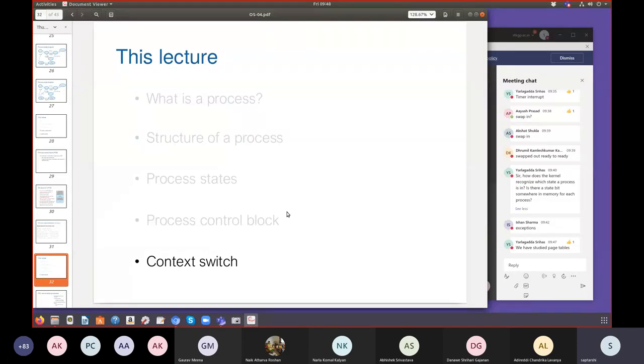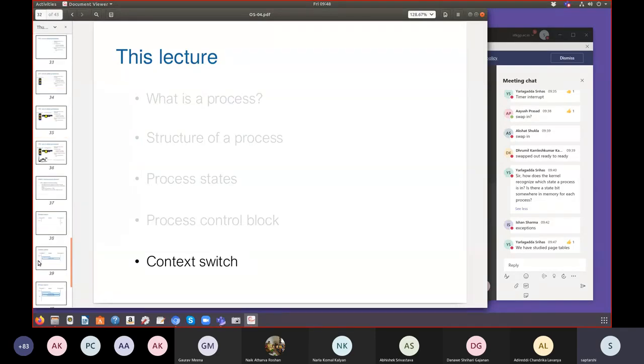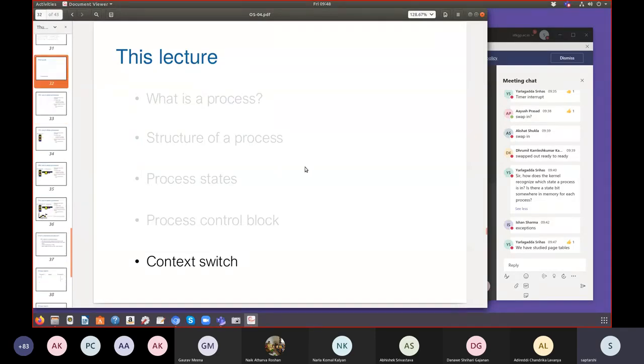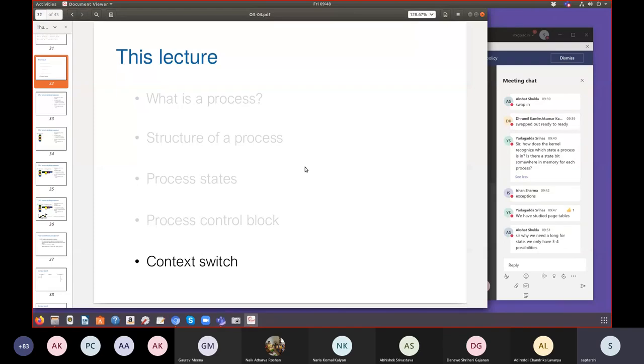Okay, so we will just discuss context switch. Any questions before that? So process control block. So we studied 2 representations of a process. One is in the memory, as in the text segment, the code segment, the stack, and so on. One is the PCB, which the kernel uses. So PCB representation is internal to the kernel.